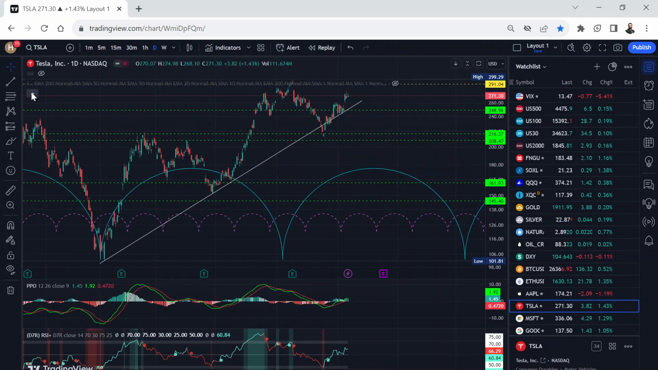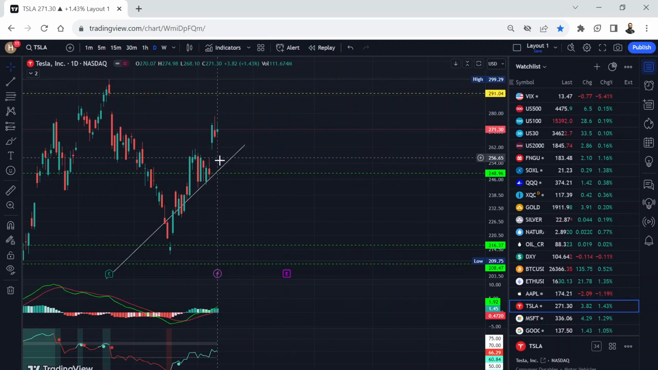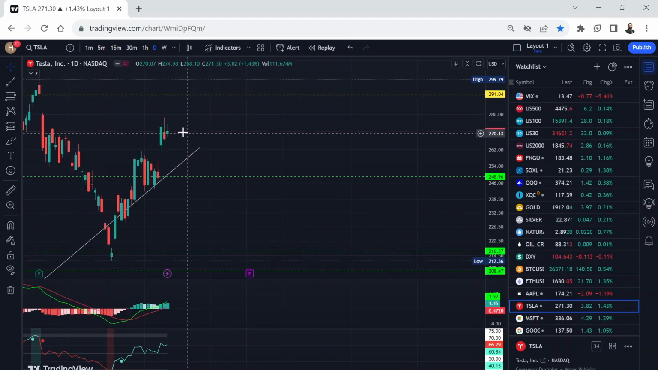Tesla is holding this support very nicely. Nothing changed here. You can see a nice support line, but there's a massive gap around 248.96. It will be filled, but it doesn't need to fill now. There's a gap up and there's a gap down. The upper gap is around 291, and the bottom gap is around 250. So if it fills the upper gap, look to take profits. If it comes down to fill the bottom gap, look to buy.